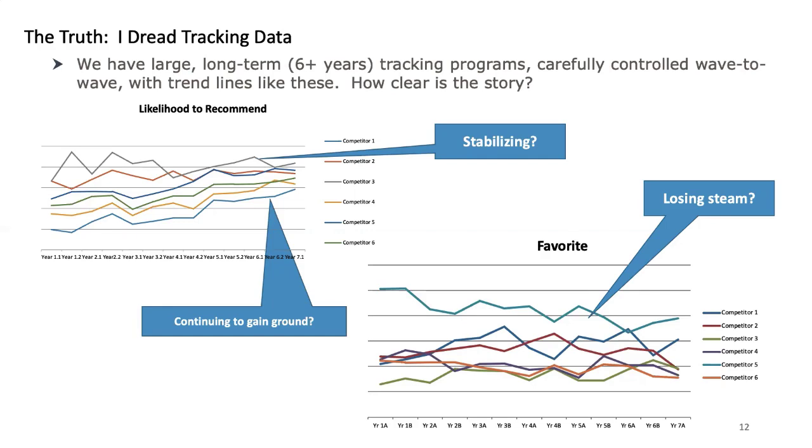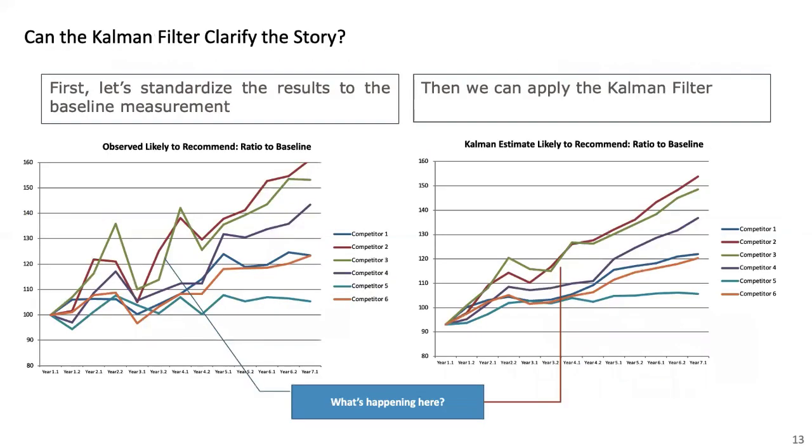If you squint really hard, you might be able to say, okay, perhaps competitor 5 is gaining ground as it moves up. Brand 3, on the other hand, is stabilizing. It's not going up, it's not going down for the likelihood to recommend. For my favorite brand, is competitor number 1 losing steam? You have to squint pretty hard to look at those charts to be able to make those conclusions. And so I would like to see if the Kalman Filter would help us clarify the story.